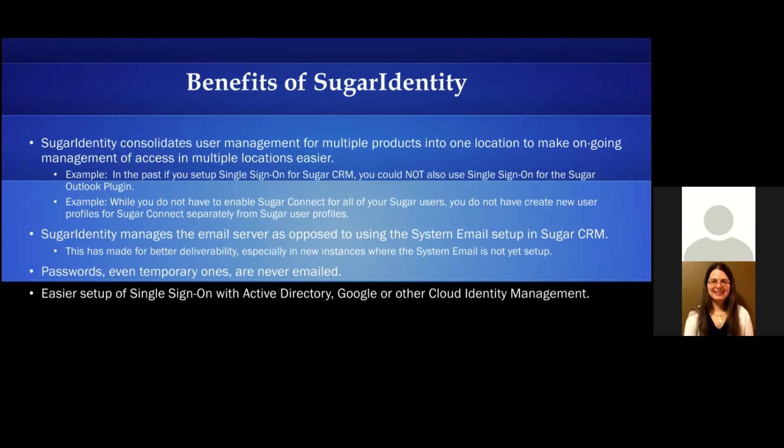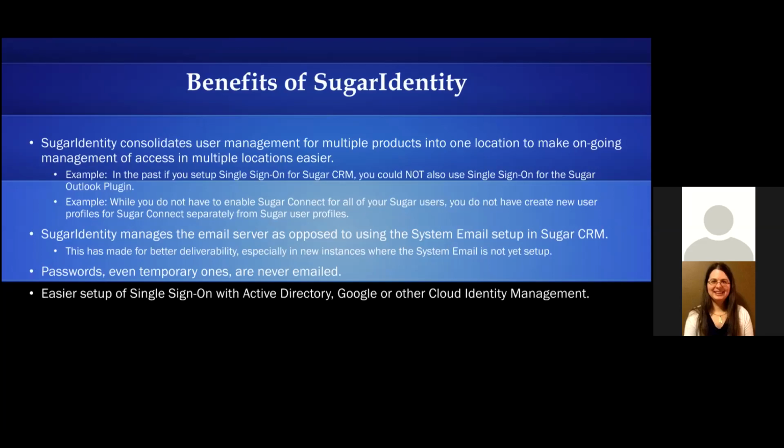Another benefit is that Sugar Identity manages the email server for password-related emails rather than using your system email setup in SugarCRM. This is important because it resolves issues where people may have not had email set up yet when they were first deploying Sugar, or maybe something changed with your email settings and you didn't remember to update that in Sugar. So someone is trying to reset their password and they can't get in because of an email deliverability issue.